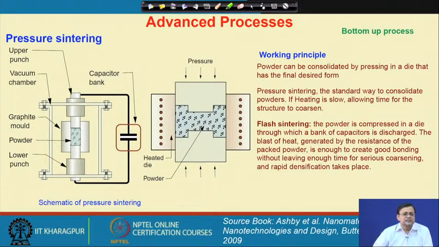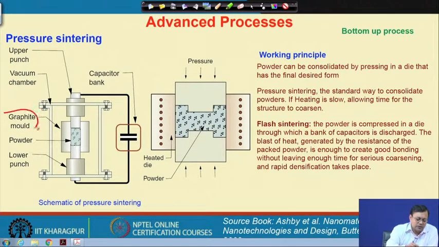Now, pressure sintering is also another advanced process. However, this is a process linked with, let us say, a scaling up process. It means I can start with some precursor powder and then scale up the length scale of the final product. Here we can use a graphite mold or any other material, and then we have a vacuum chamber. So, we take this powder and using some pressure we assist the sintering process with the assistance of some temperature. So, the capacitor bank is here and the upper punch is here.